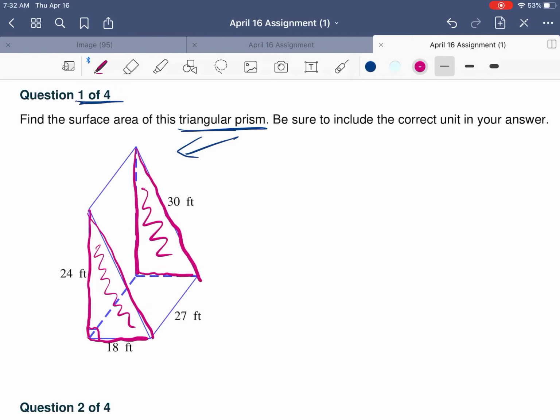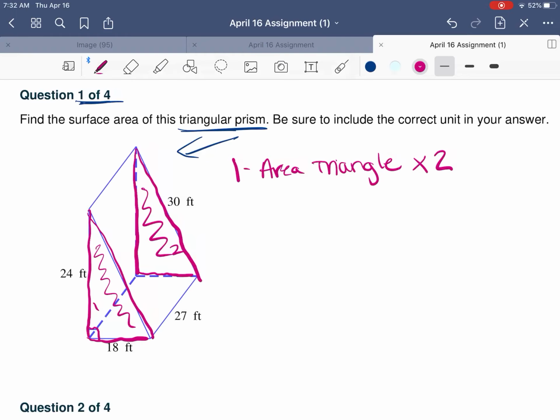So the first thing we want to do is find the area of the triangle, and then we times it by 2 because there's 2 of them. 1 right here, 2 right there. So that's the first step, to find the area of the triangle and times it by 2. Let's start with that part of it.